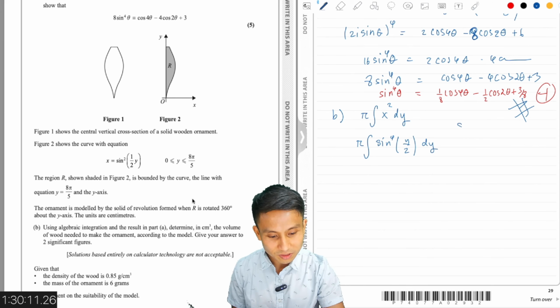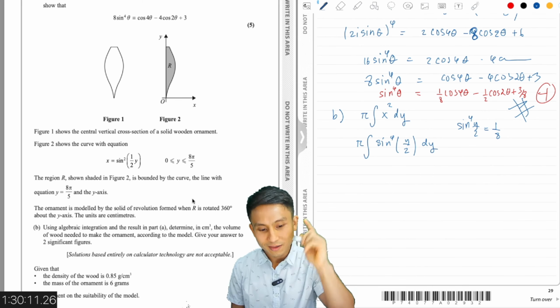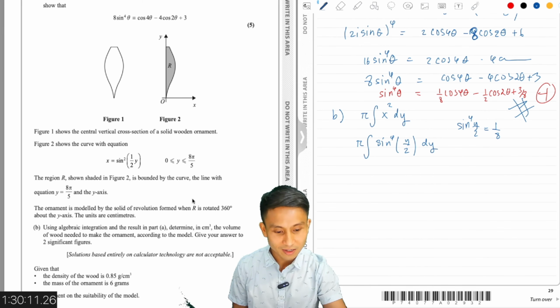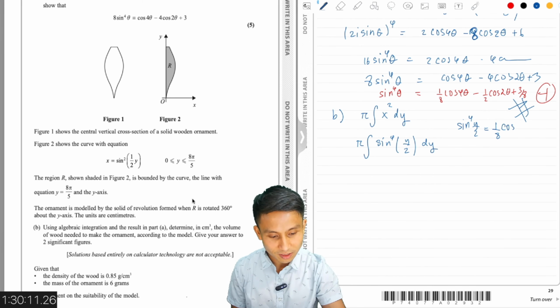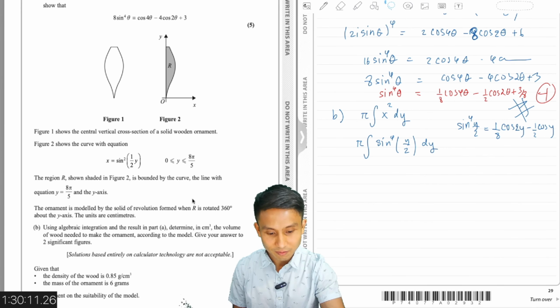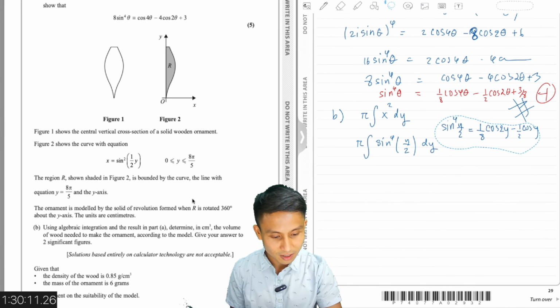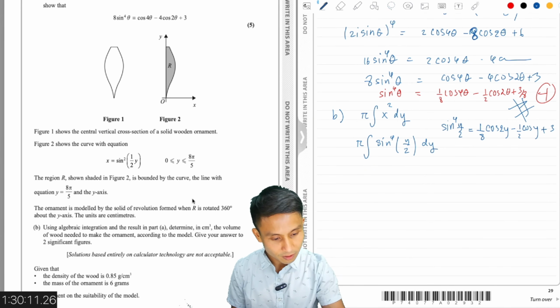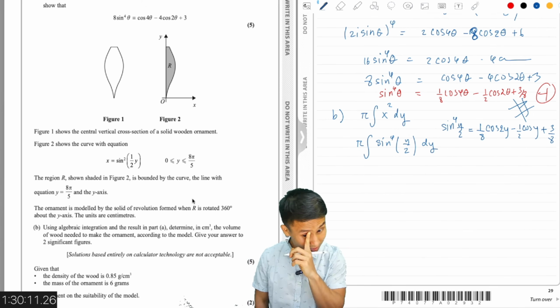I'm just saying that if you do sine squared y over 2 here, you should get 1 over 8, and then you put theta as y over 2 instead. Yeah, that would be cos 2y, right? Minus 1 over 2 cos y and plus 3 over 8. Okay, I think that's just it.